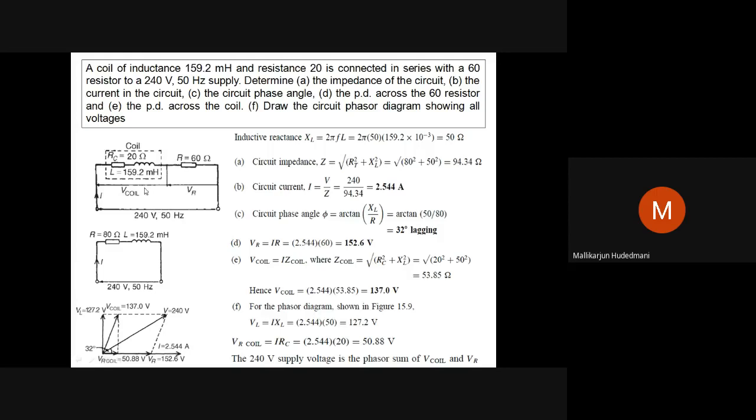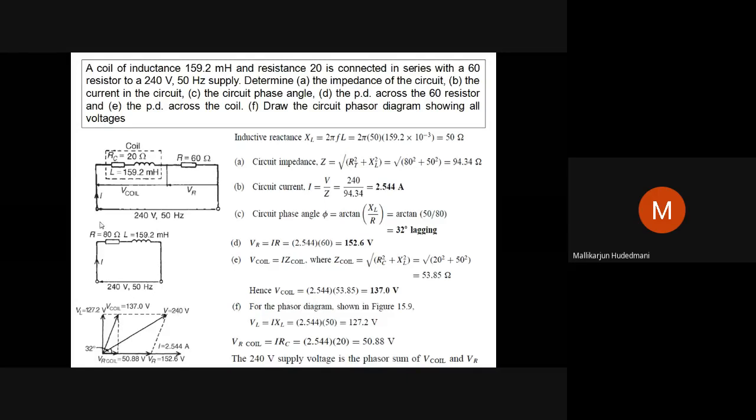So this V coil is to be added with VR to get the total 240. Then the resultant is in this fashion. Can you see this resultant? Then what is VR? I into 60, which is 2.5 into 60, 152. You can see from this mark there is a marking of VR here, VR and V coil dotted. You make a parallelogram of forces, and the diagonal gives you the resultant of 240. This way, you need to construct the diagram.